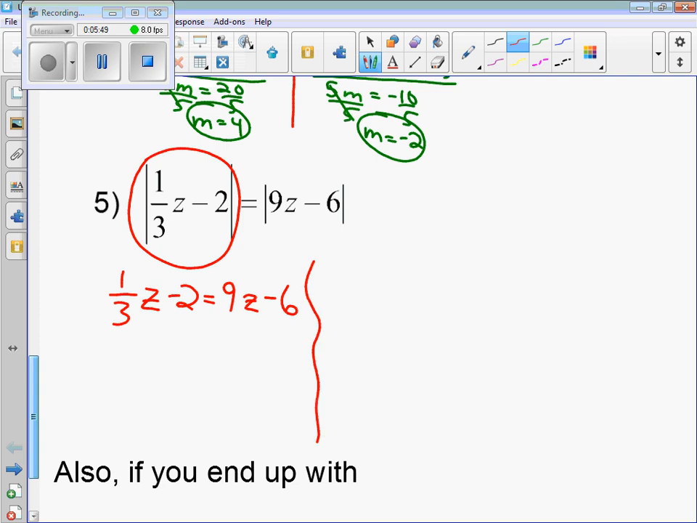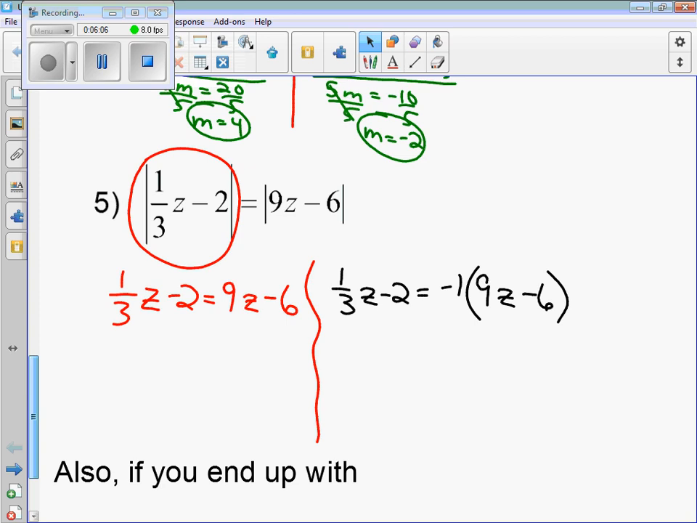Second equation, you're going to multiply everything on the right side. It really doesn't matter which side, but I always say right side by -1. So let's solve these.